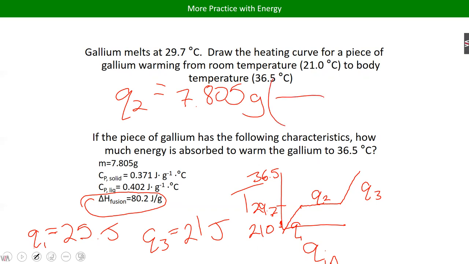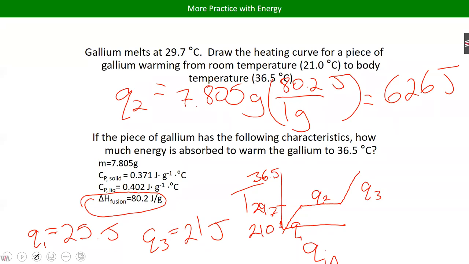All we really need is to say 1 gram equals 80.2 joules in order to melt. So we wind up with something around 150? No, 60. No, what did I do? 6,000, 600. 626, and we get to keep all three sig figs, right?